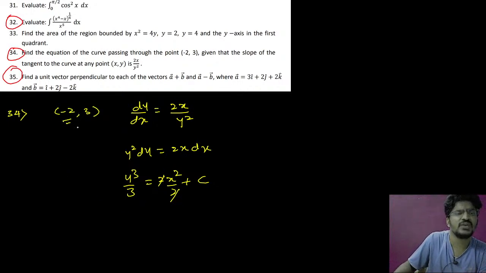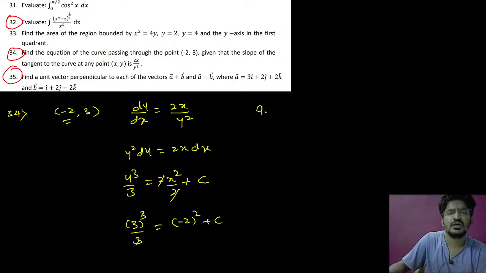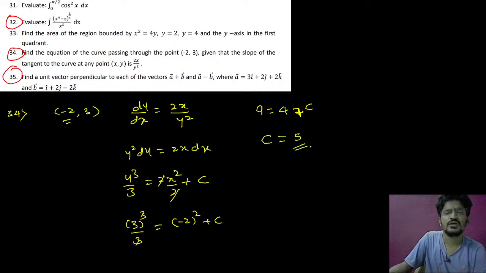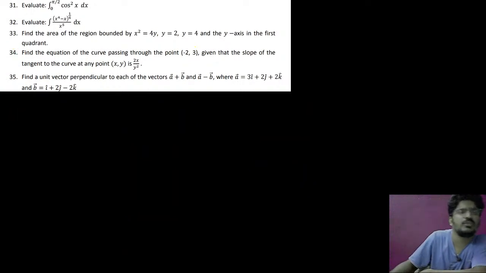Now they have given x value as -2, y value as 3. So 3 cube divided by 3 equals (-2) square plus c. You can cancel 3 and 3, no problem. 3 square will be 9 equals 4 plus c. So therefore c will be equal to 5. So you just see that c is 5, therefore our answer is going to be y cube by 3 equals x square plus 5. Very good. We can go for problem number 35.